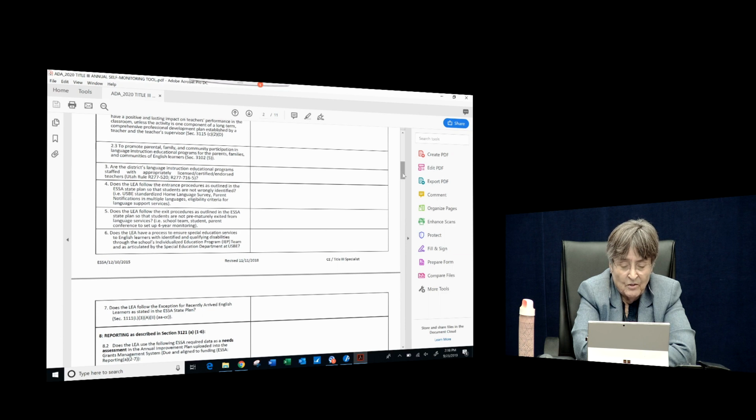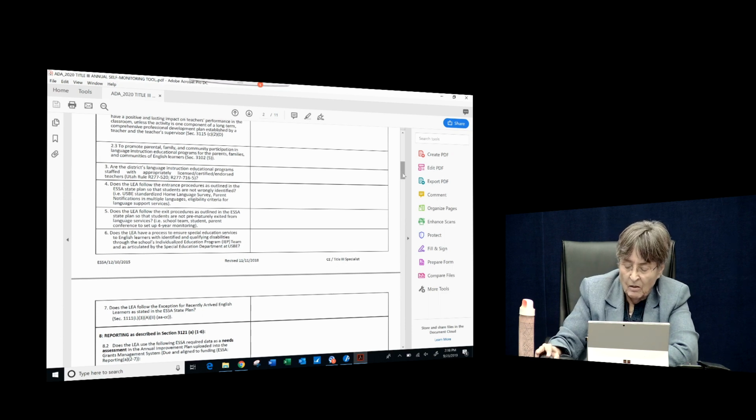But the question is, you need to monitor. So the school team, student-parent conference sets up a 4-year monitoring. You really work so that as the academic subjects get increasingly more challenging, the support that's provided is important.